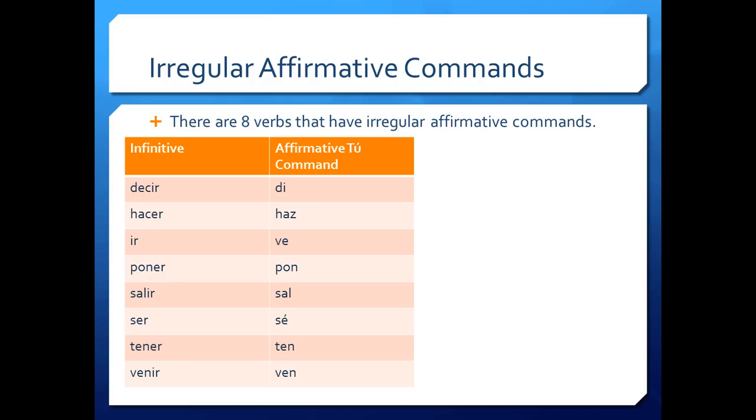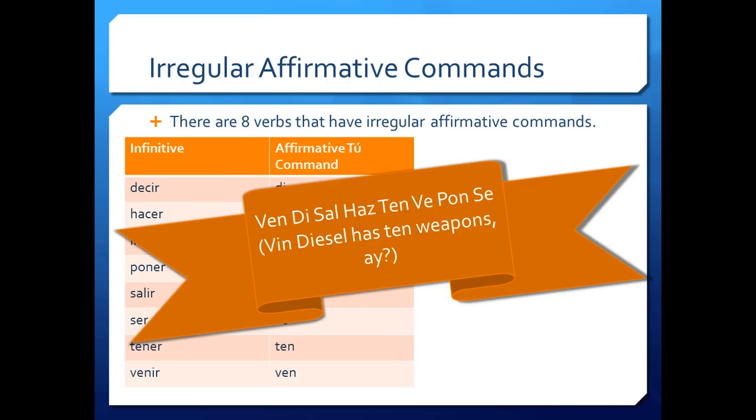Now we've got a little saying to help you remember these 8 irregulars. Are you ready for this? Ben Diesel has ten weapons, say. You're going to have to use a little German accent there, but notice, Ben Diesel has ten weapons, say. Our 8 irregular affirmative commands.